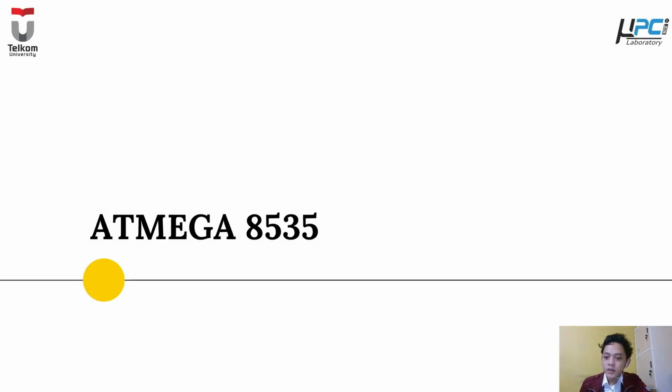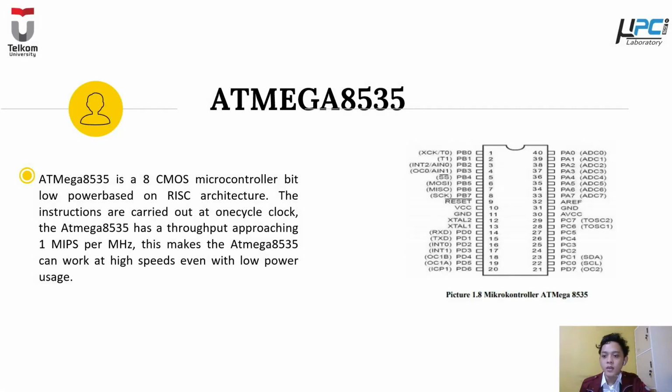And the last one, we're gonna learn about ATmega 8535. ATmega 8535 is an 8-bit CMOS microcontroller, low power, based on RISC architecture. The instructions are carried out at 1 clock cycle, and ATmega 8535 has a throughput approaching 1 MIPS, or million instructions per second per megahertz. This makes the ATmega 8535 work at high speed even with low power usage.